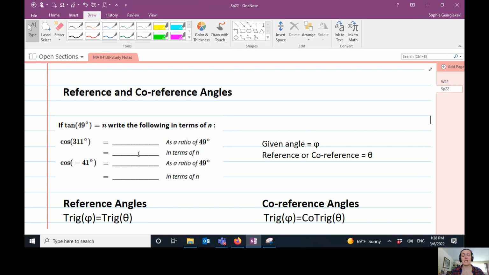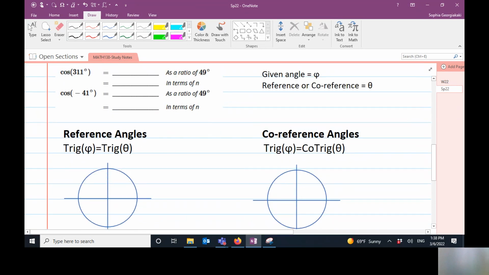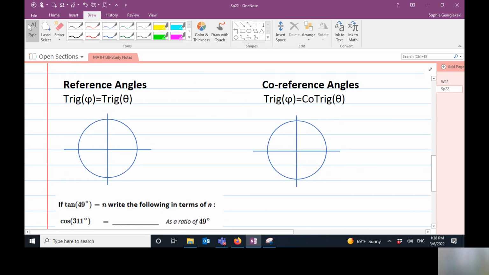And what they want is they want you to express your angle in terms of 49 degrees. And 49 will be the reference or the co-reference angle. And in this video, we will call it theta. So let's talk a little bit about reference angles and co-reference angles.